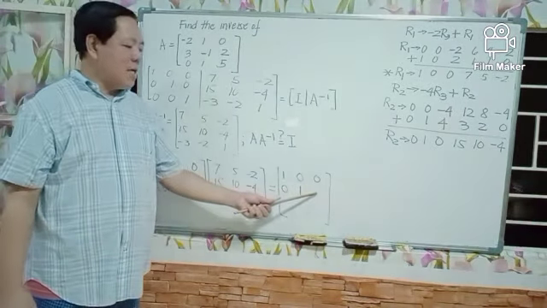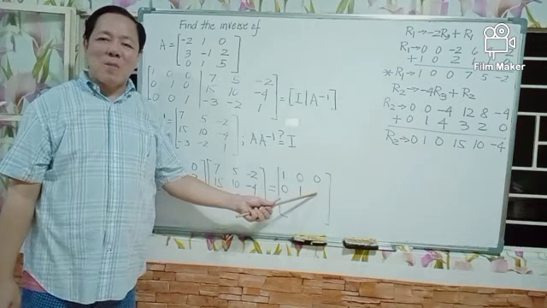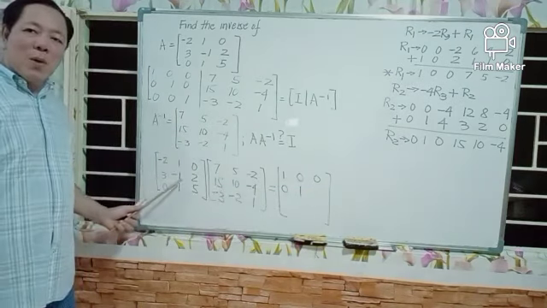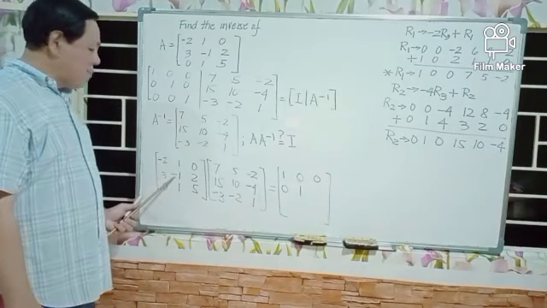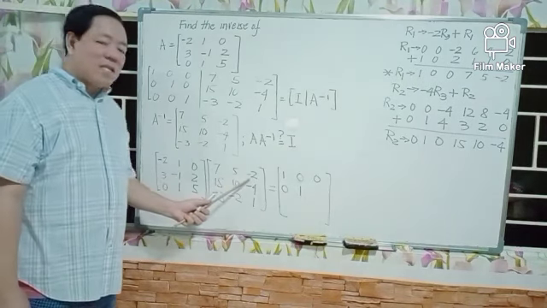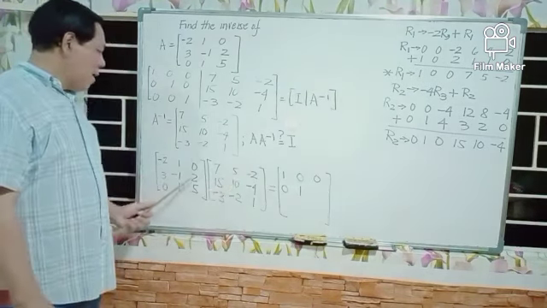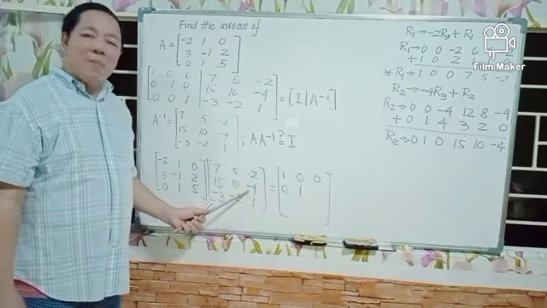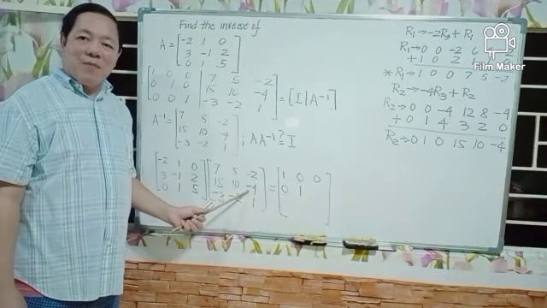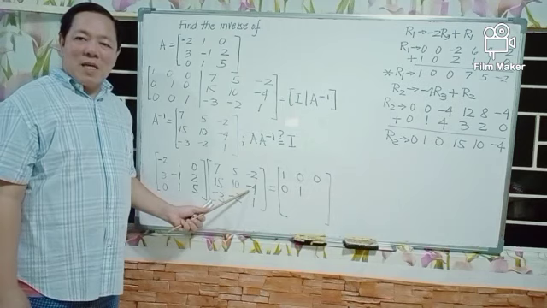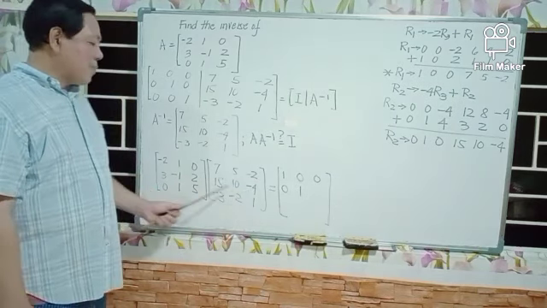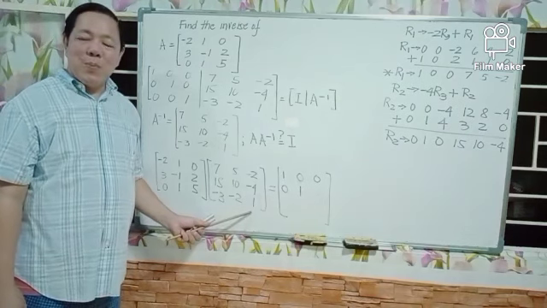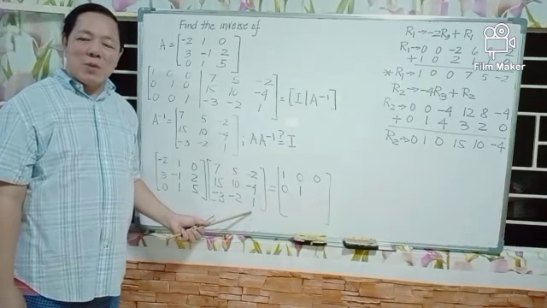The entry here in the second row, third column is obtained by multiplying the second row by the third column. Positive 3 multiplied by negative 2 is negative 6. Plus negative 1 multiplied by negative 4 is positive 4. That's negative 6 plus 4 is negative 2. And 2 multiplied by positive 1 is 2. We have negative 2 plus 2 is 0.